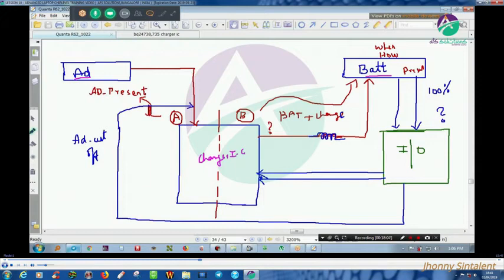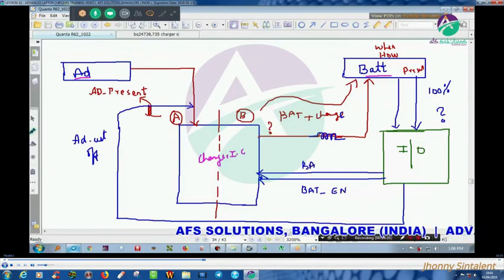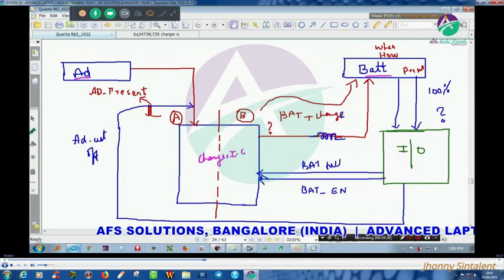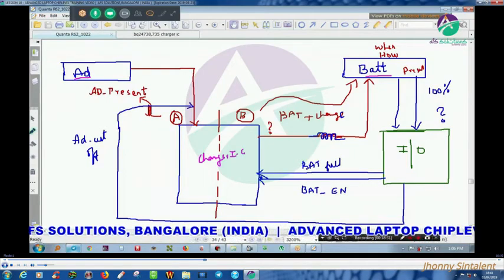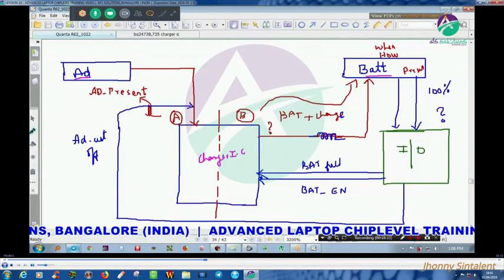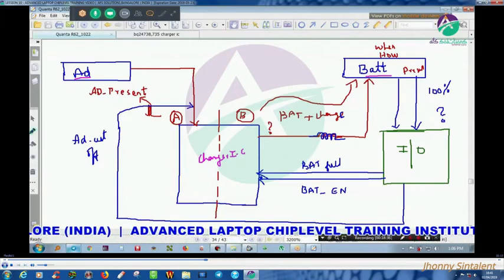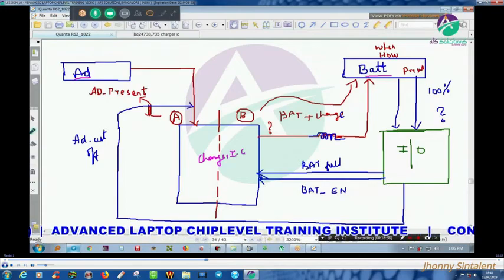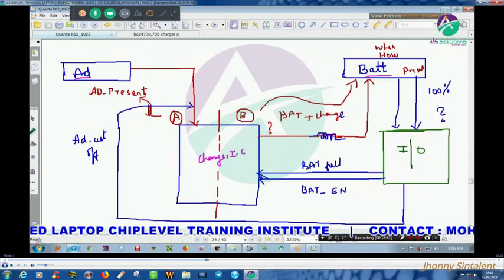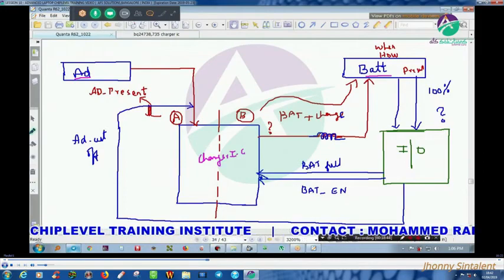See, one is adapter cutoff, but after adapter cutoff, charger IC should not charge, correct? So what is the information which is telling the charger IC that the battery is either enable or charge or battery full? This type of information should reach. Understand? So step by step, adapter is present, battery is present, this charger IC will get a confirmation that adapter present and battery present, then this will charge the battery.